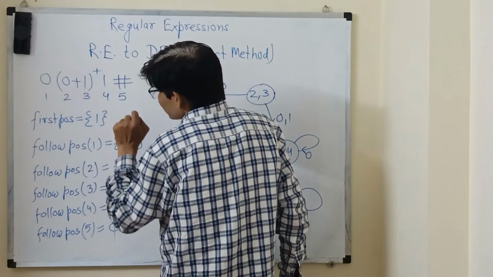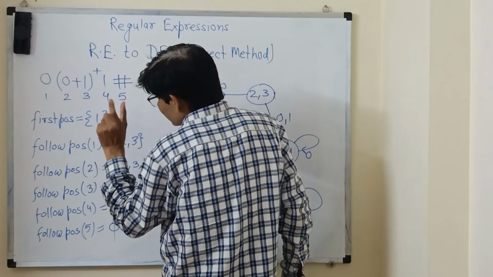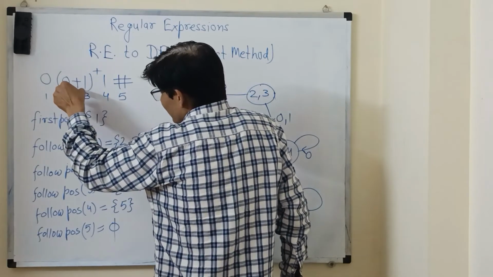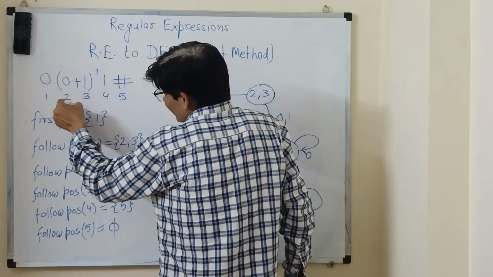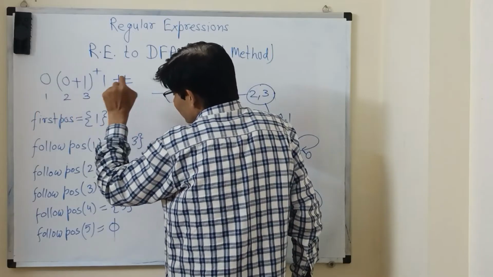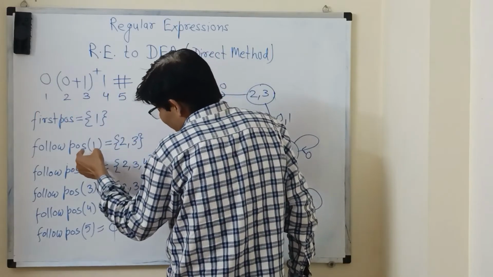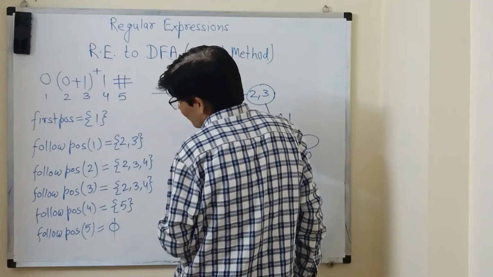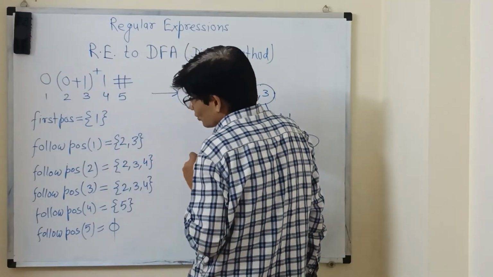Now this is a positive closure, so at least one symbol must be there from this bracket. So if we have only 0, then 1 will be followed by 2. If we have only 1, then 1 would be followed by 3. So I have included 2 and 3 in the follow pos of 1. Now follow pos of 2.